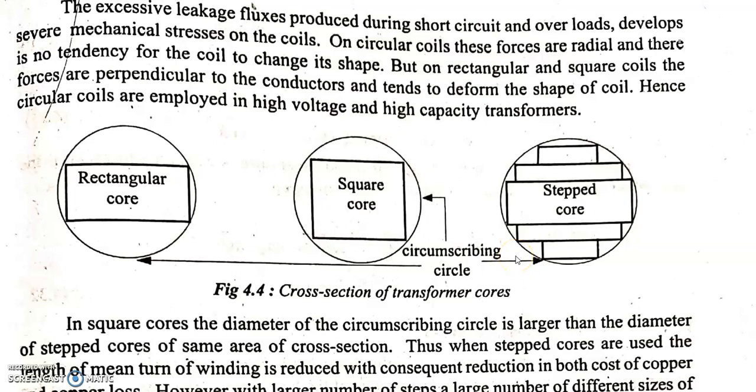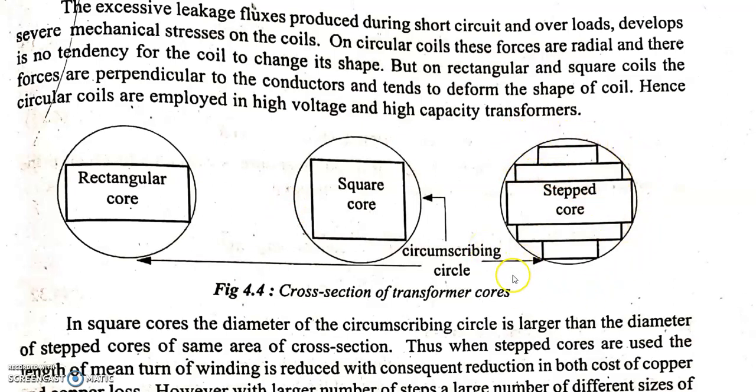Another comparison is whether the coil is a rectangular coil or a circular coil. Actually, the leakage flux will sometimes produce a short circuit in the transformer, and a short circuit in the transformer produces severe mechanical stresses, and hence forces will be produced in the coil. Suppose the coil is circular; the force produced will be radial, and it will never deform the shape of the coil.